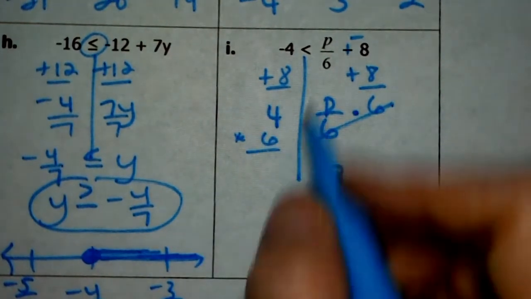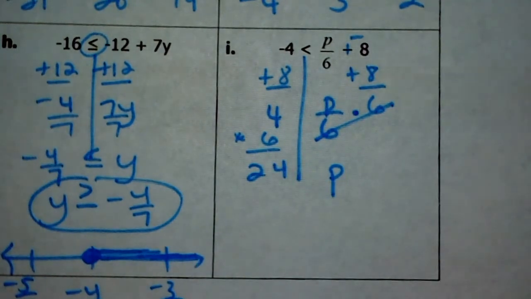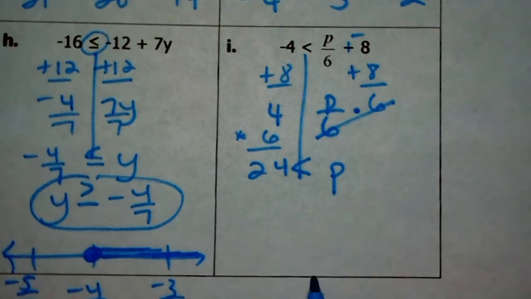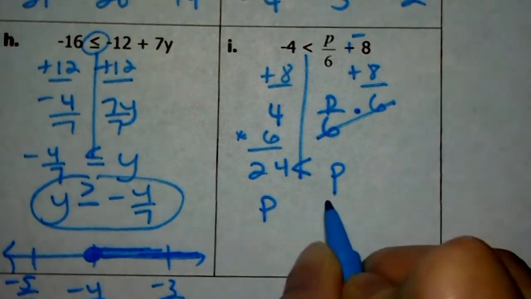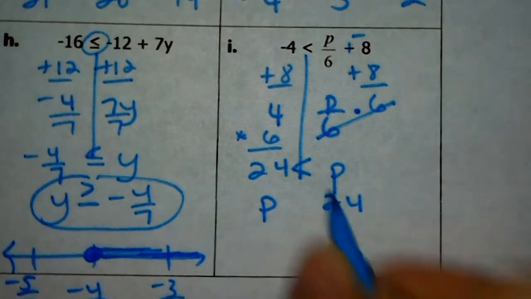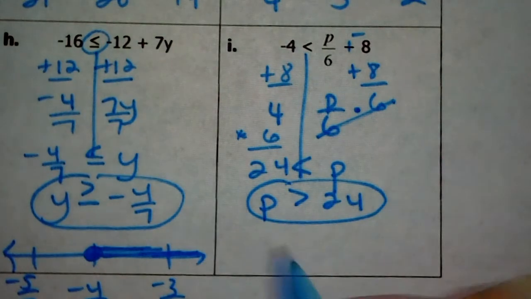4 times 6 is 24. And guess what? You're done. So this says that 24 is less than p. It would be a lot easier if the p was on the left, so I'm going to write it on the left. It's opened up to the p, so it still needs to be opened up to the p. So there's our answer for that one.